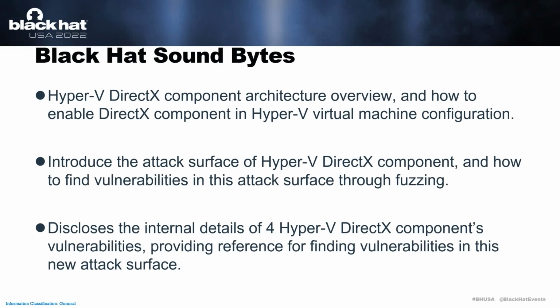The three takeaways included in my presentation are as follows. First, I introduced the Hyper-V DirectX component architecture overview and how to enable the Hyper-V DirectX component in Hyper-V virtual machine configuration. Second, I introduced the attack surface of the Hyper-V DirectX component and how to find vulnerabilities in this attack surface through fuzzing. Third, I disclosed the internal details of the 4 Hyper-V DirectX component vulnerabilities, providing a reference for finding vulnerabilities in this new attack surface.